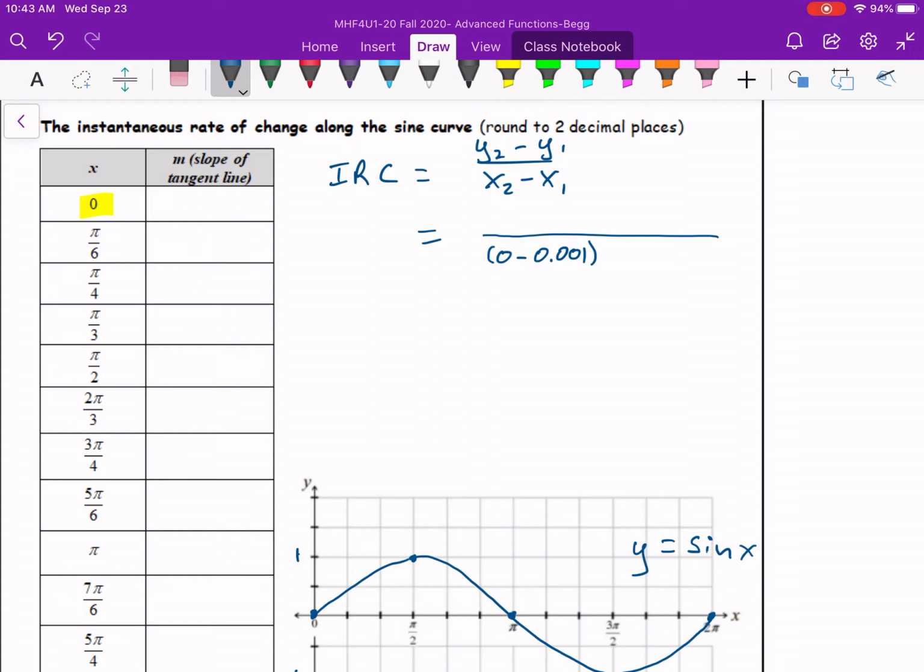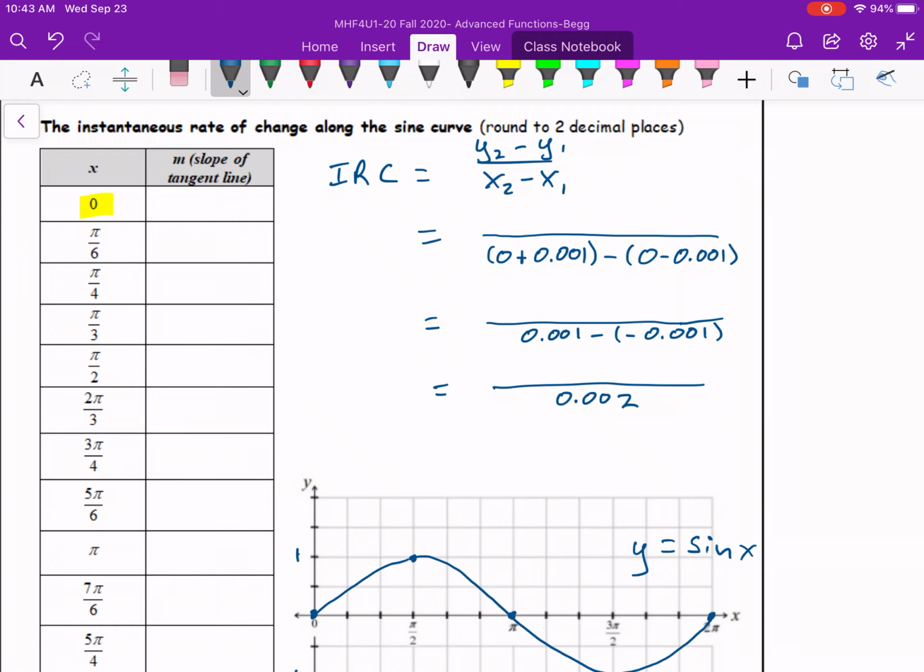Actually, x2 would be the bigger one, so I'd make that plus, and then subtract 0 minus 0.001. I'll come back and do the top in a second. I just wanted to show where everything comes from, but really it's just going from 0.001 minus negative 0.001. And the two minuses are going to make a positive, and I'm still just working on the bottom. So we're going to end up with 0.002 on the bottom here.